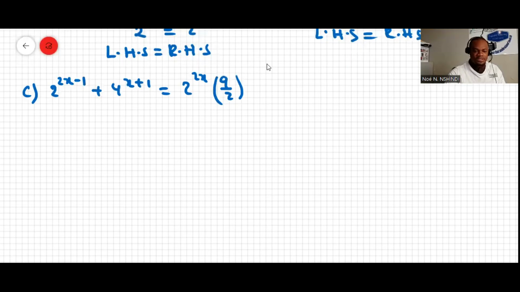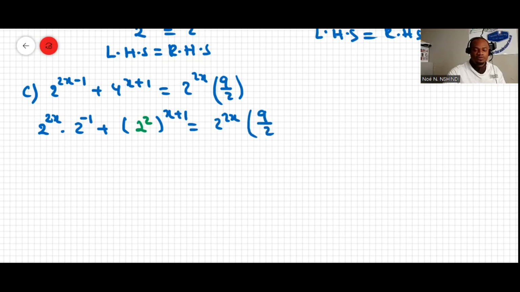Well, let's simplify this. 2 to the 2x minus 1, we can split it, as we said, and write it as 2 to the 2x times 2 to the -1, plus 4 to the x plus 1. 4 is not a prime number, so we can write it in terms of its prime factor. So over here to the power of x plus 1, we can write it as 2 to the power of 2. So this is equal to 2 to the 2x, and then multiplied by 9/2.